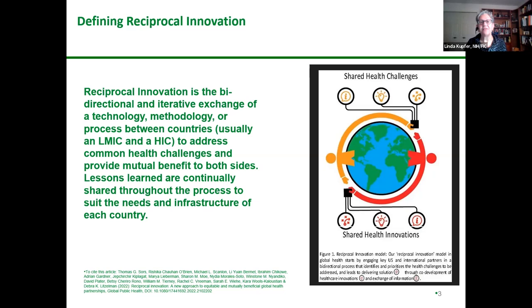The Sors publication supplied not only the definition in words, but also in a picture seen here. And I don't know about you, but I really like the use of people and their hands, and not arrows, in this picture to depict how innovation travels around the world. Next slide, please.